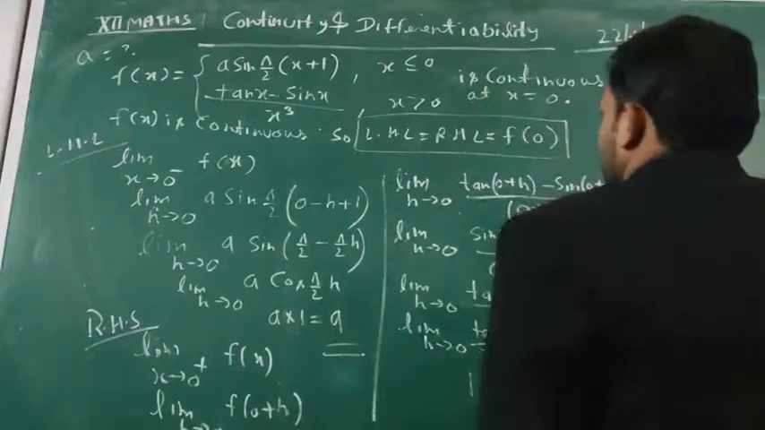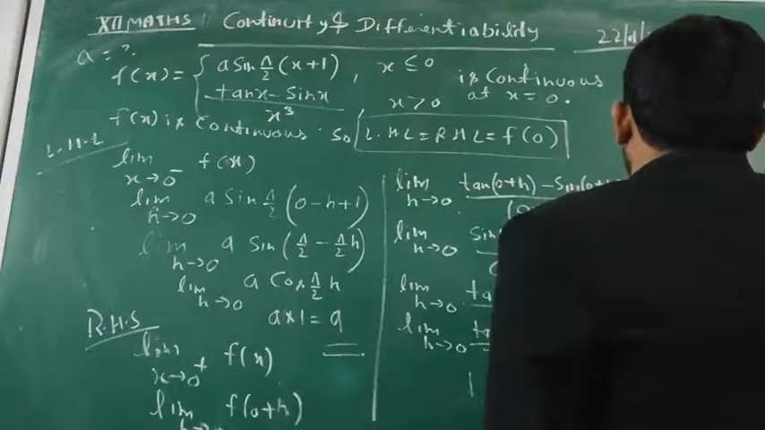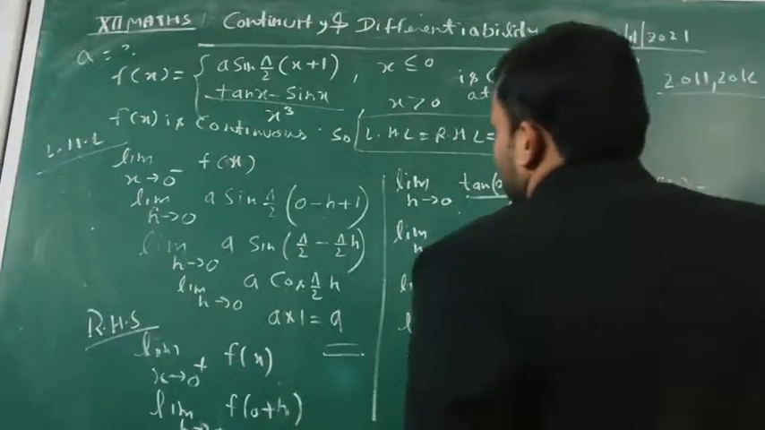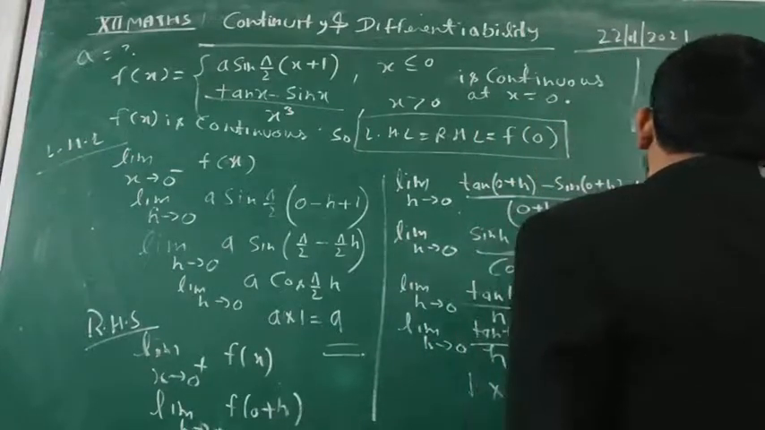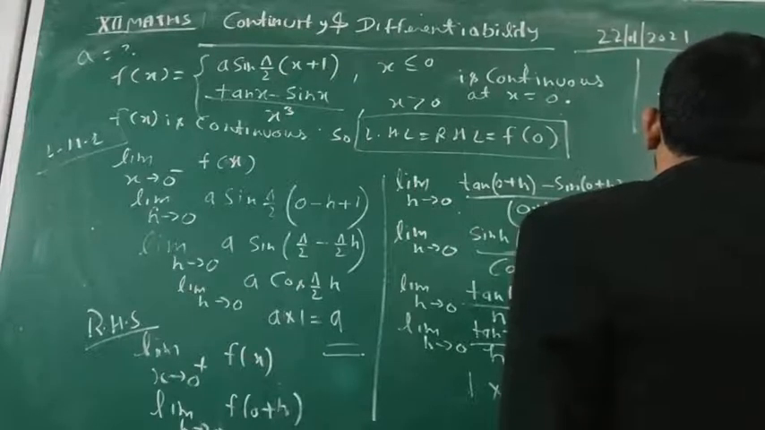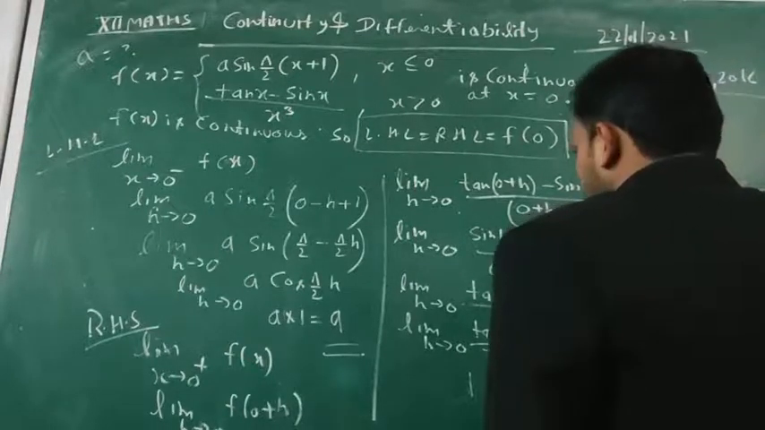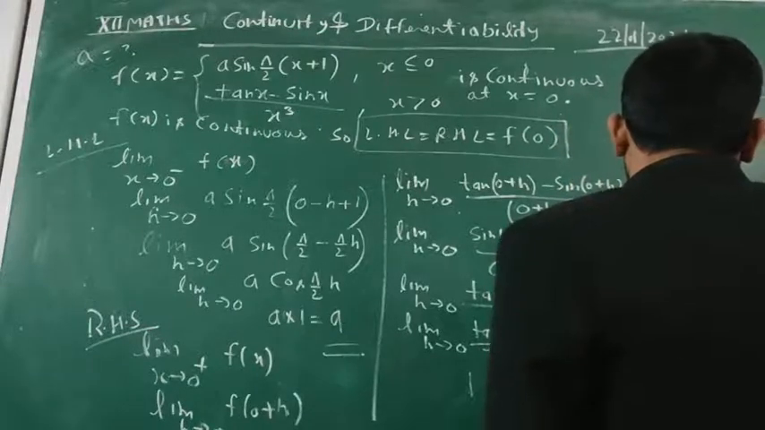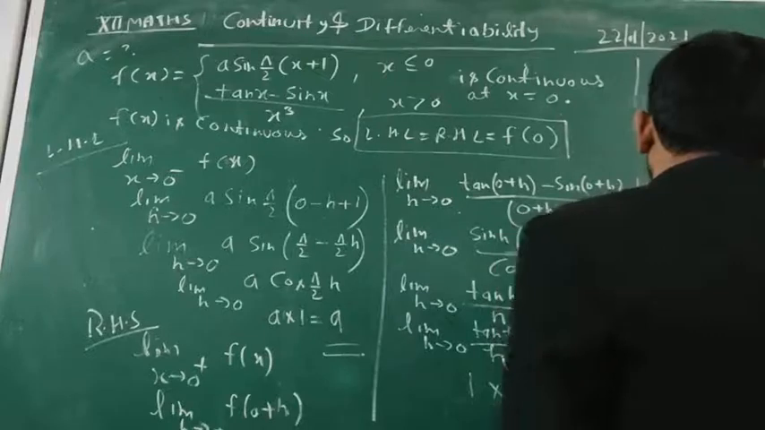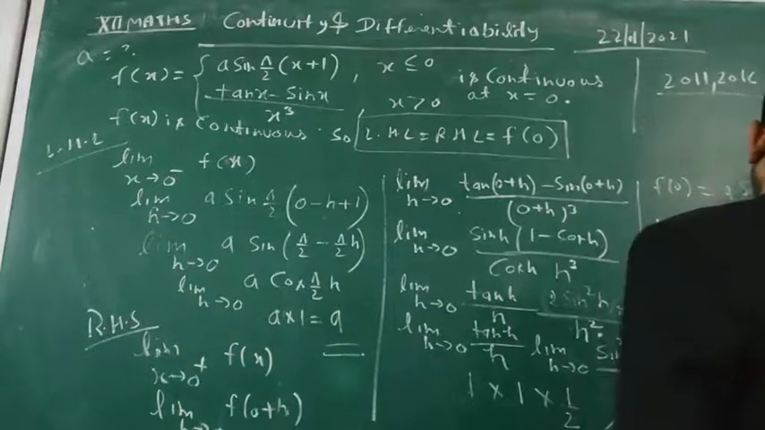The value of the function now, we are getting f(0), which is a sin(pi by 2), and this is a. So the left hand limit is a, the right hand limit is 1 by 2, and the left hand limit is equal to the right hand limit is equal to the value of the function.